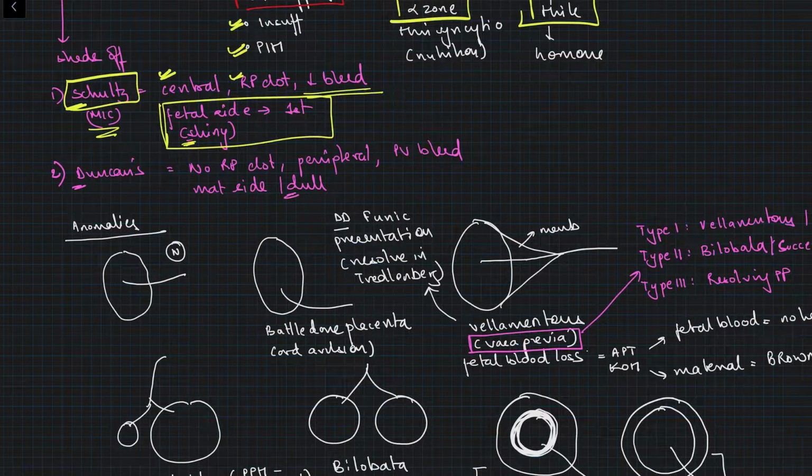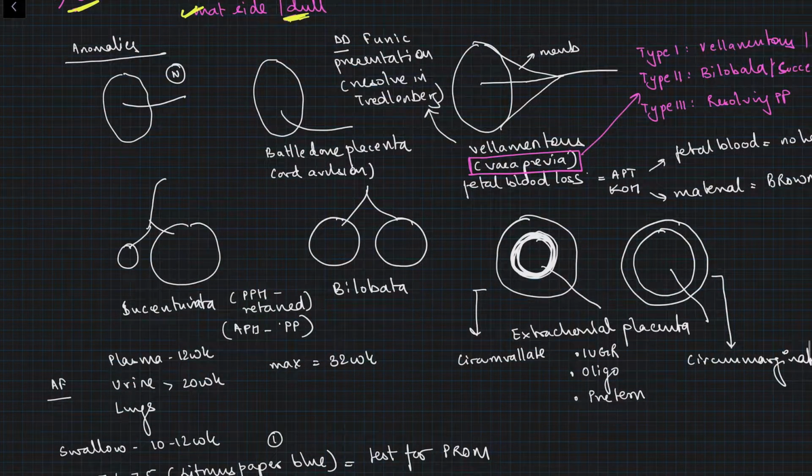Second is the Duncan's method. It is an uncommon method. There will be no retroperitoneal clot, right? It is a peripheral method by which the placenta separates from the periphery. There will be post per vaginal bleed, and the first part will be the maternal side, hence it is dull. So remember, D for dull and D for Duncan's. Let us quickly look at the anomalies of placenta. So normally the cord is attached to the center of the placenta.